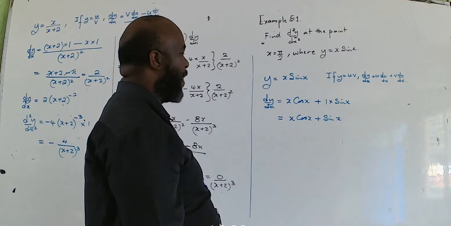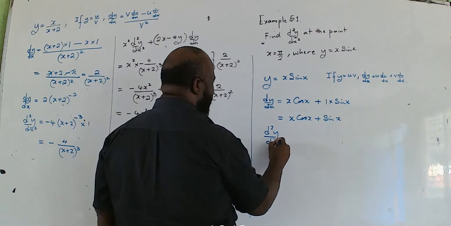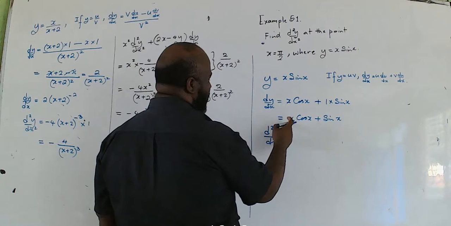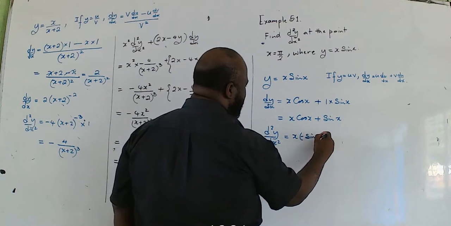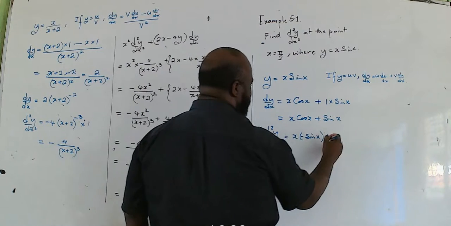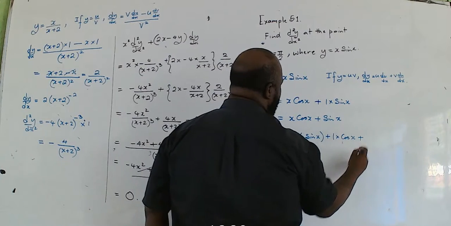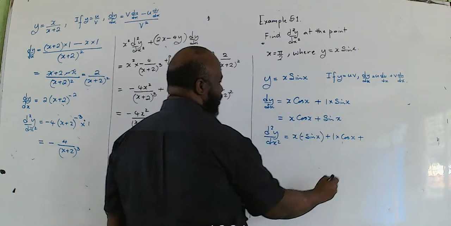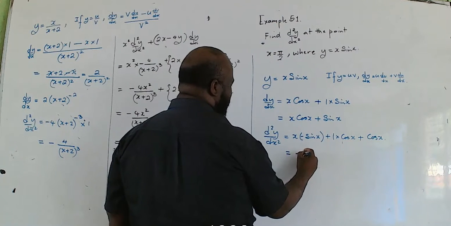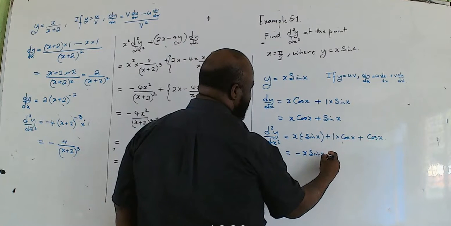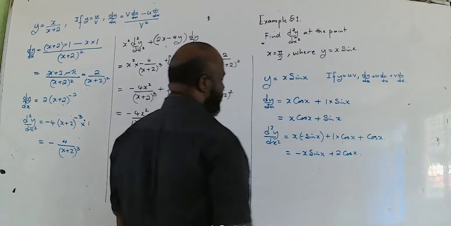Alright, let's find d2y by dx squared. Leave the first x, differentiate the second, minus sine x, plus differentiate the first 1, leave the second, times cosine x, plus when you differentiate sine, you're going to get cosine x. So this becomes minus x sine x plus 2 cosine x.